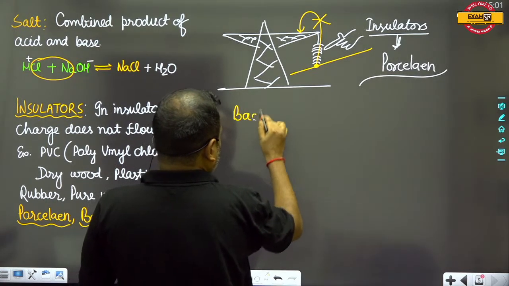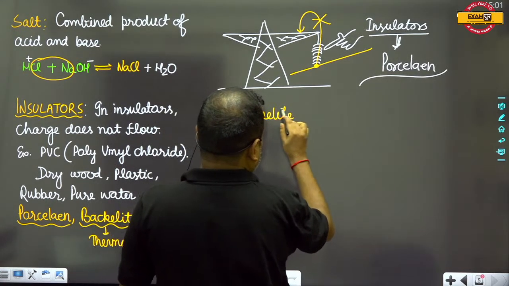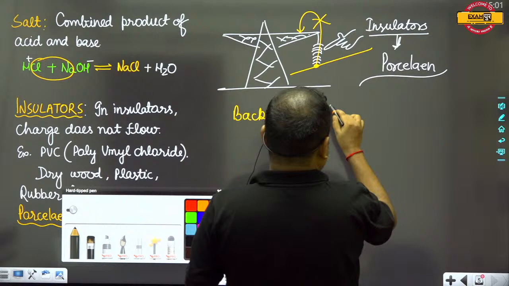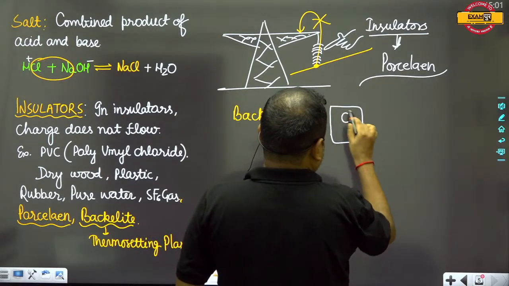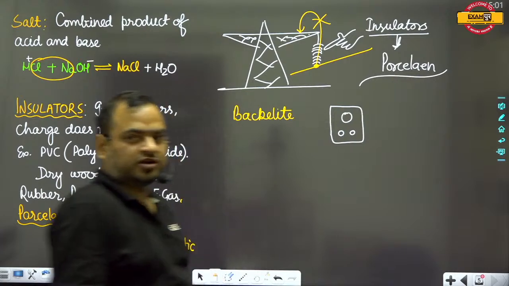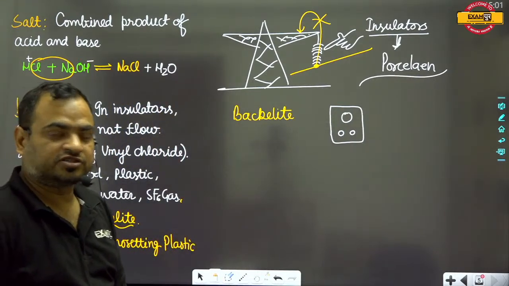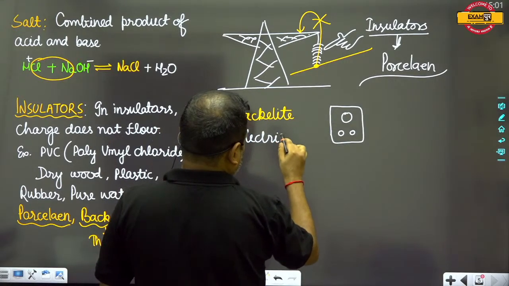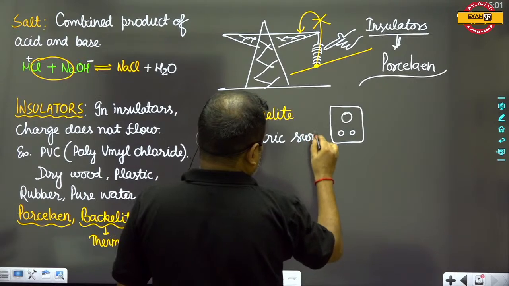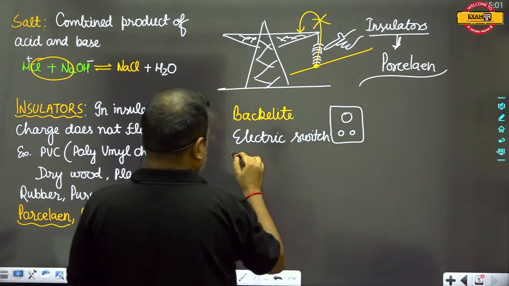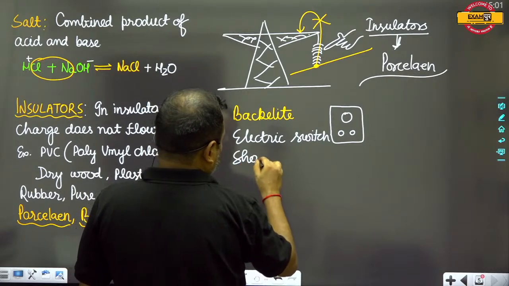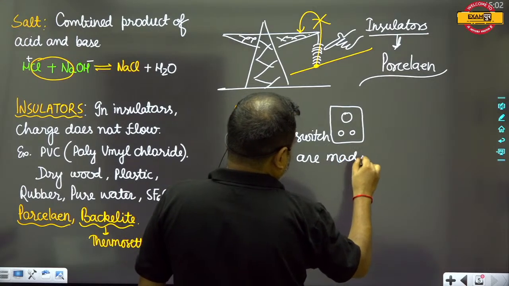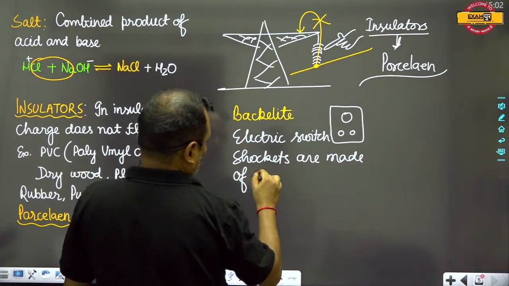Bakelite, B-A-K-E-L-I-T-E. You all have seen this type of socket. Actually, this type of socket and electric switches are made of bakelite. Okay, so electric switches and sockets are made of bakelite.